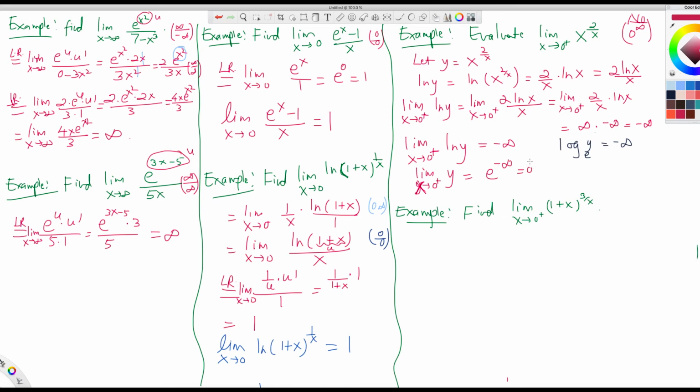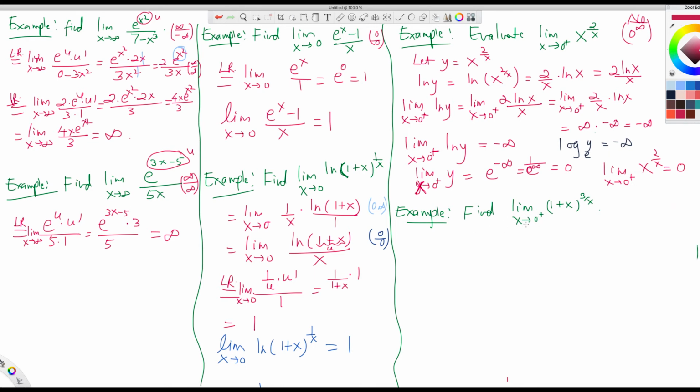Because it is basically 1 over e to the infinity, right? So if you divide, e to the infinity is a very big number. 1 over a very big number is almost 0. So the answer to this question, the limit as x tends to 0 plus of x to the 2 over x, is basically 0. Okay, so let us look at this example.